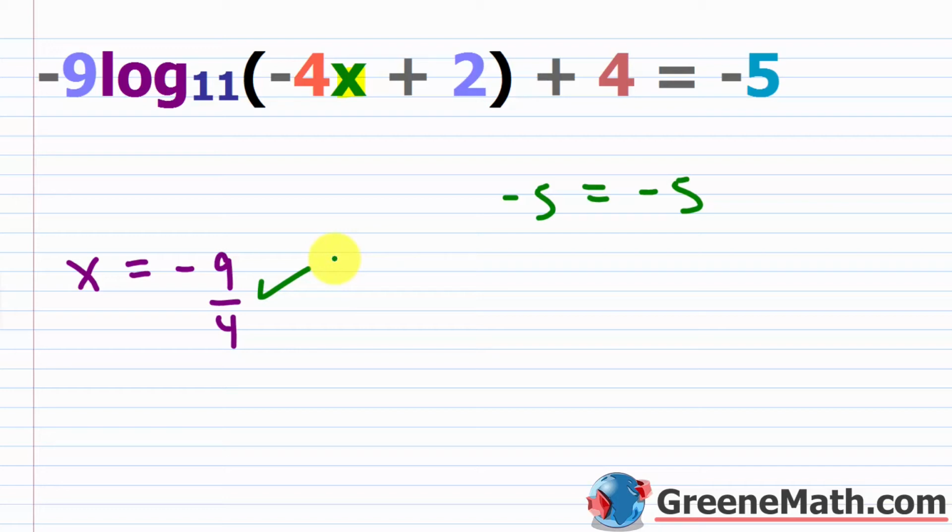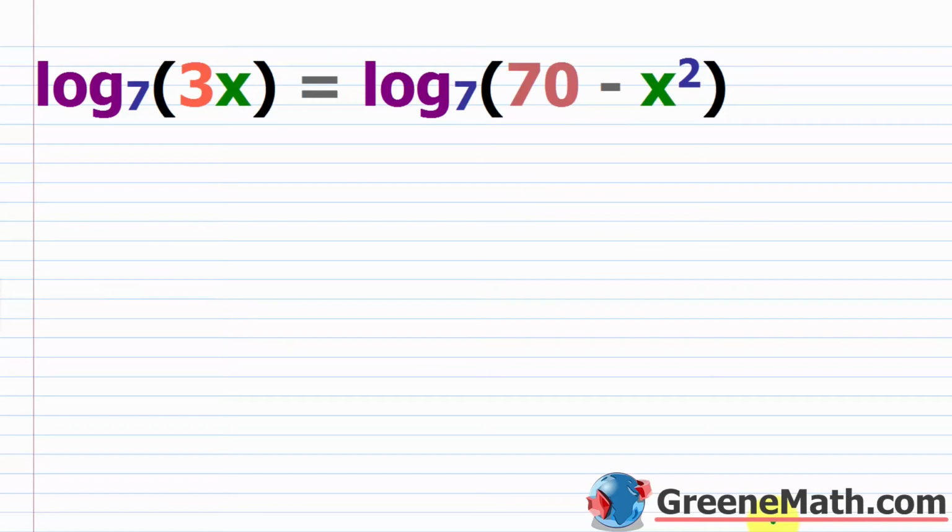If you plug something in there and you end up taking the logarithm of a negative number, as an example, you want to reject that solution. Let's take a look at a harder example, and I will say harder, but it's just a little bit different in the way that you solve it.